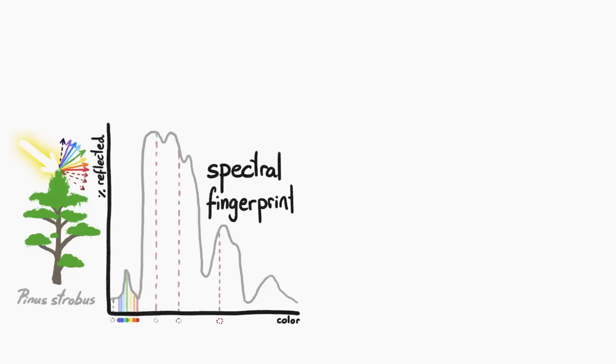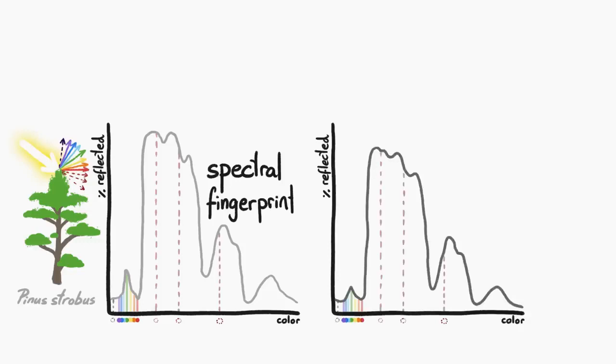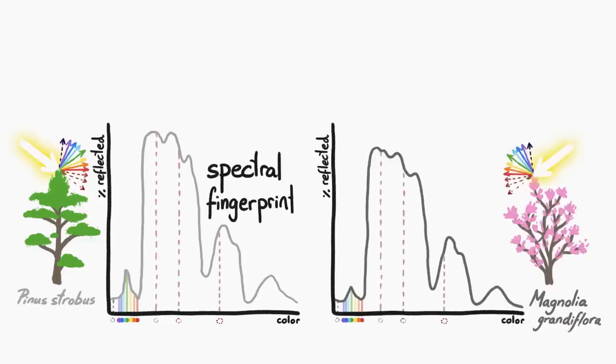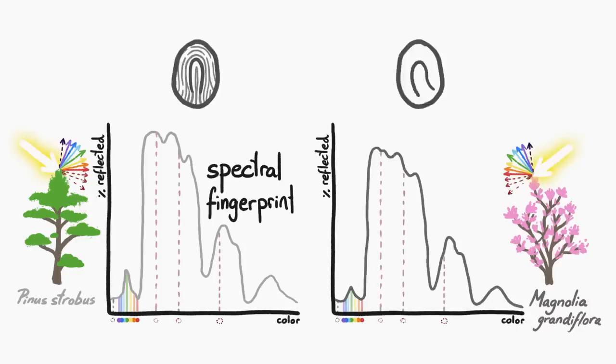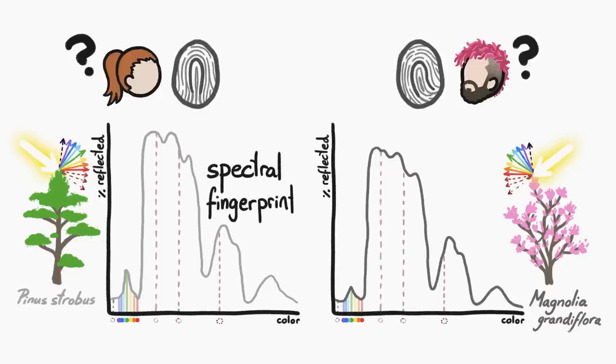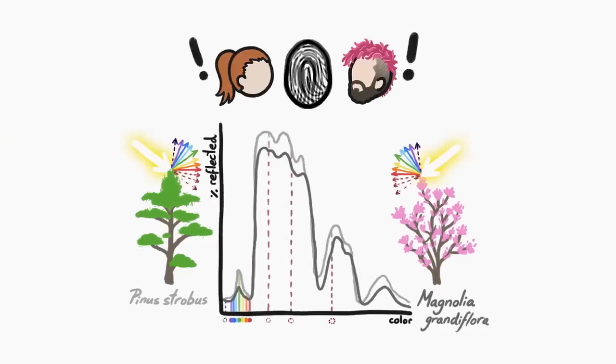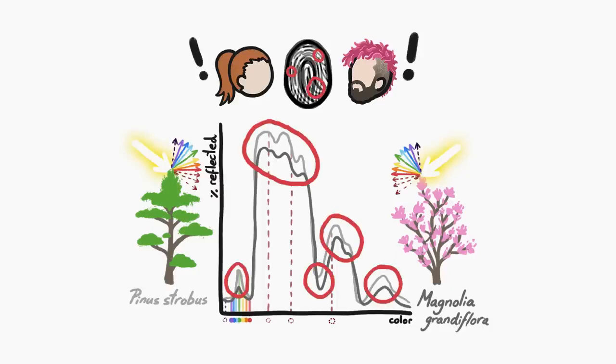Let's compare that to the snapshot for a different tree species nearby, say a magnolia. At first glance, the spectral fingerprints of the two species look similar, just like the actual fingerprints of two people. But, like the tiny differences in those fingerprints' swirls and whorls, there are tiny differences in how the two tree species reflect light, thanks to their slightly different chemical composition, crown and microscopic structure, water content, and more.